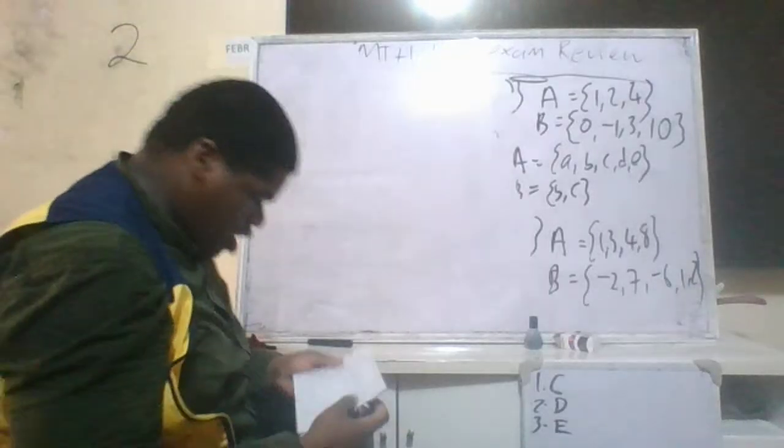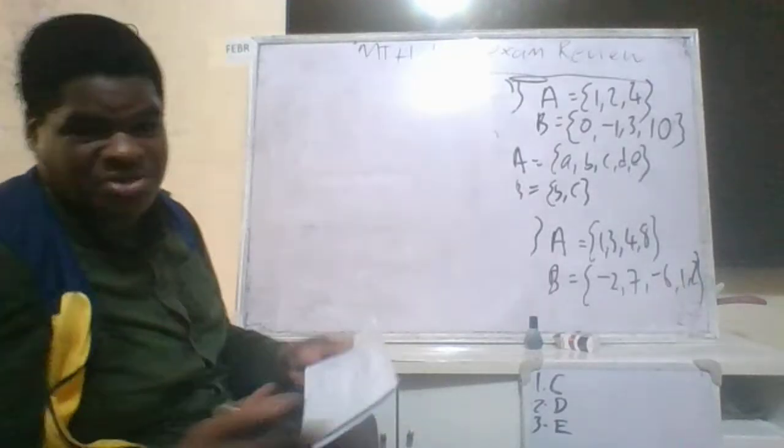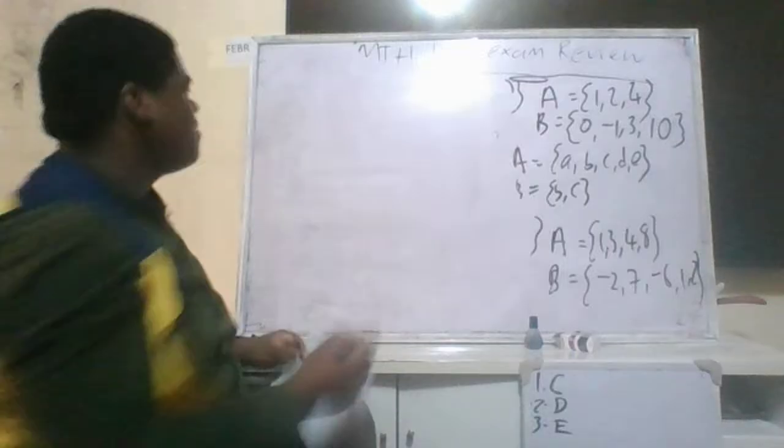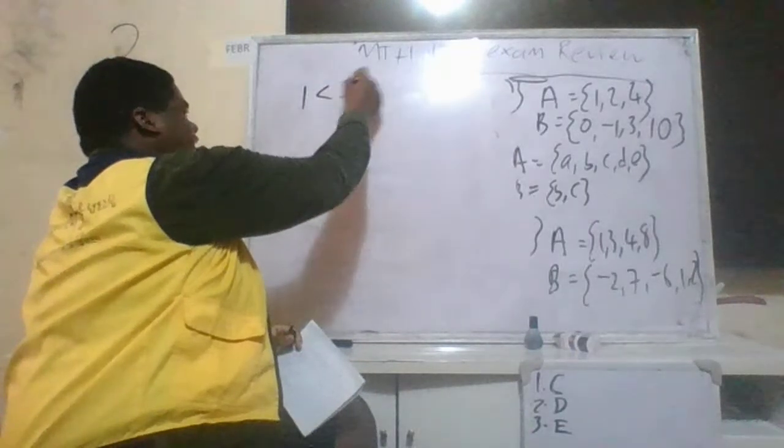The next question is, oh hey, question 4. I've not finished solving myself. I went to clean the board, but I remember the answer: 1 is less than x less than 3.